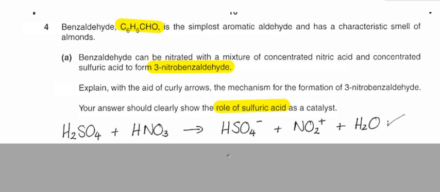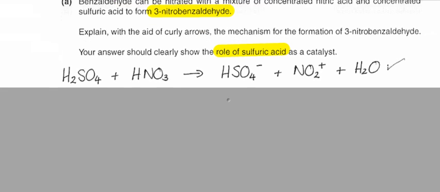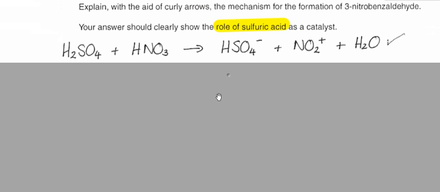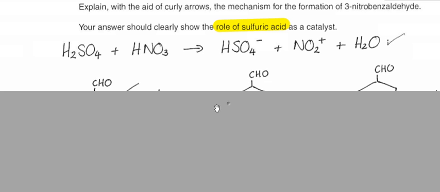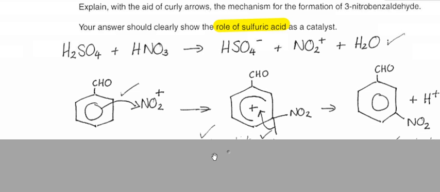Then to draw the mechanism, and I have drawn it out for you here, pre-drawn it, or at least someone has. You've got your 3 steps. I'm just going to talk through really these steps. So first of all, you've got your aldehyde group on there, so that's position 1. And then from there you can count round. You've got 1, 2, 3. So your nitro group wants to go on that position 3.